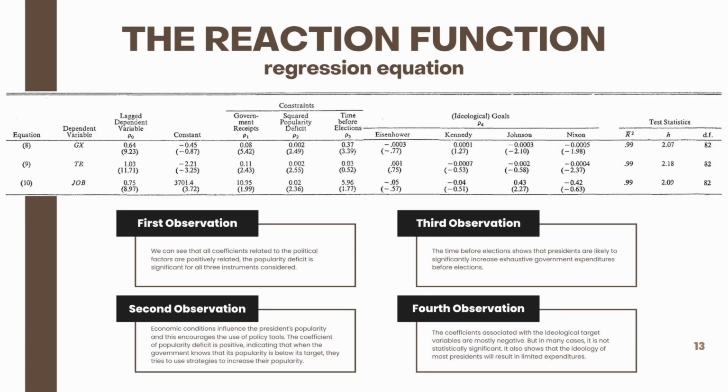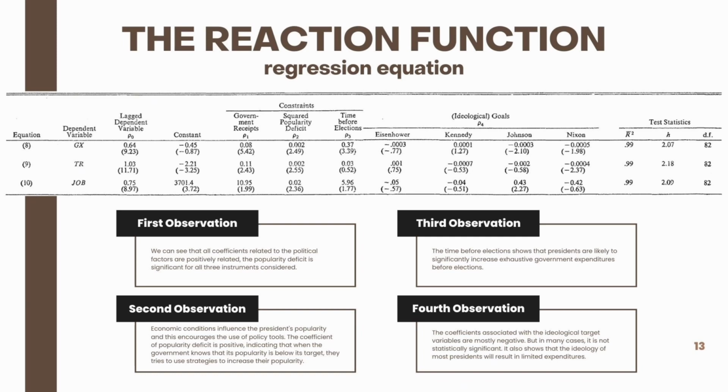After the regression, we can see that all coefficients related to the political factor are positively related, and the most important determinant, the popularity difference, is significant for all three instruments considered. However, from the result, we can see that economic conditions influence the president's popularity, and this encourages the use of policy tools. As we can see, the coefficient of popularity difference is positive, indicating that when the government knows that its popularity is below its target, they try to use strategies such as raising expenditure to increase their popularity.